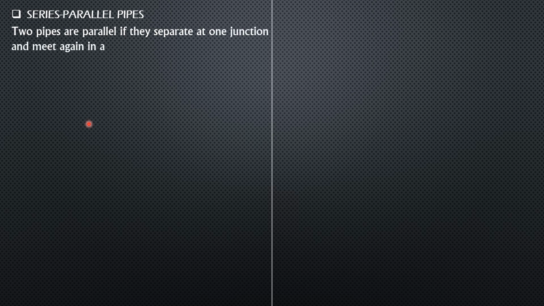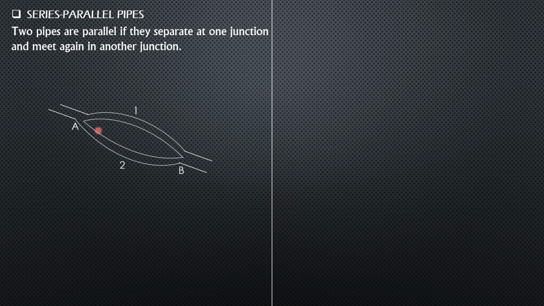So let's have series parallel pipes, and let's define parallel pipes first. Two pipes are parallel if they separate at one junction and meet again in another junction. So let's have this situation here. We have two pipes, 1 and 2, that separate from junction A and they meet again at junction B. Regardless of the direction, as long as they separate at one junction and meet again in another junction, then they are said to be parallel.